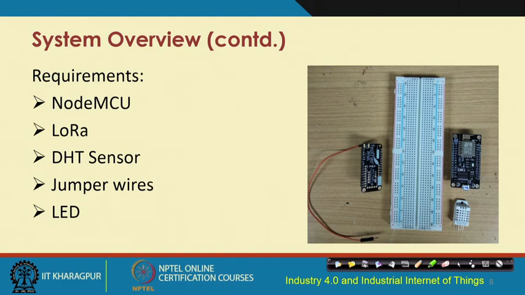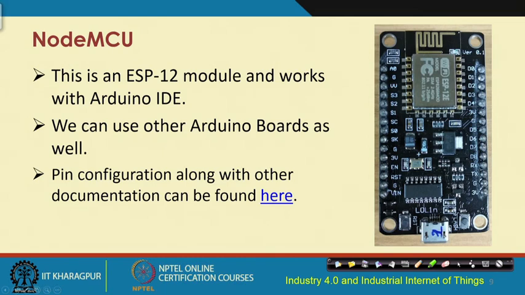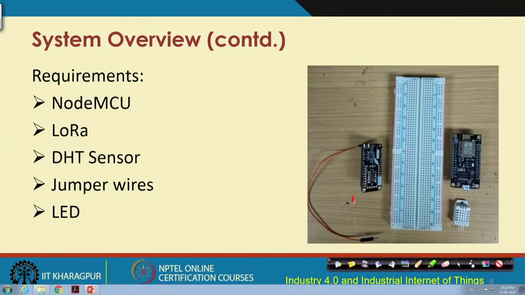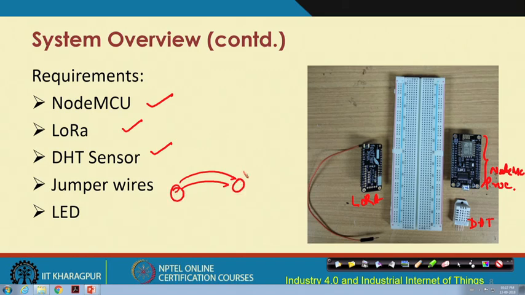So, what we have over here, this is this LoRa module, and this is your DHT sensor, the digital humidity temperature sensor, and this is your NodeMCU, which is nothing but the processor, right. This is the processor. So, we need the NodeMCU, LoRa, DHT sensor, and some jumper wires, those wires that I was showing you connecting different units. These are known as the jumper wires.